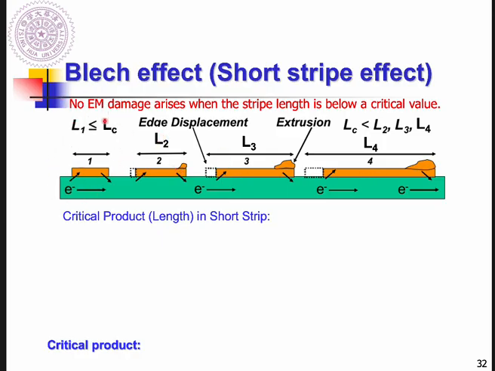So we want to calculate or estimate the minimum critical length, below which you are not going to visualize the EM damage for this conducting wire. This is what we want to design for our conducting wire in our device. So LC is what we are interested in, because as long as the conducting line width is smaller than LC, you are not going to visualize the EM induced failure, void formation, and extrusion. So this is quite important, right? We want to know the critical length in this short stripe.